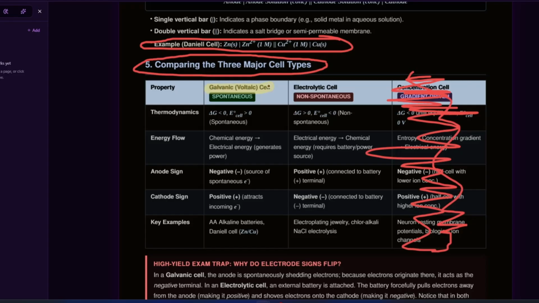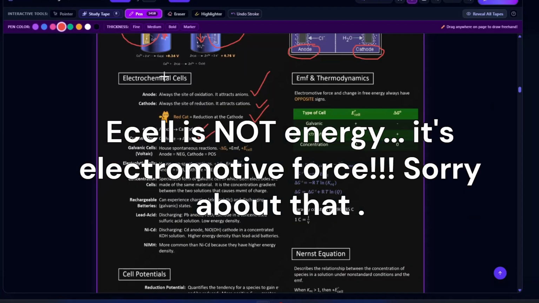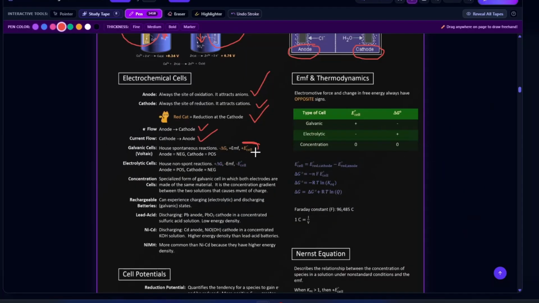So, galvanic and electrolytic. Galvanic is spontaneous and electrolytic is non-spontaneous. The thermodynamics is as follows. Delta G is less than 0, spontaneous, right? We learned that before. And the E cell is greater than 0. So the energy here. Here it is over here, E.